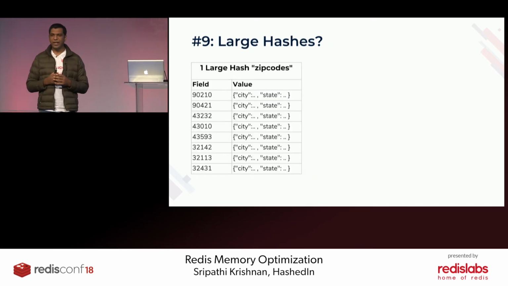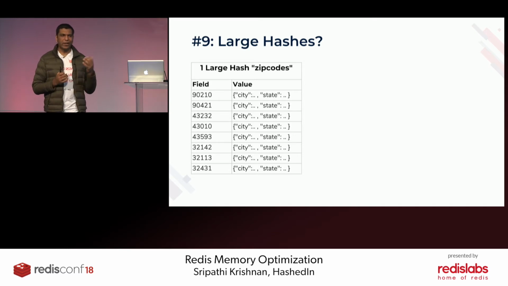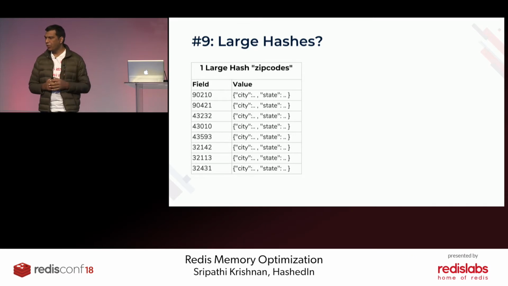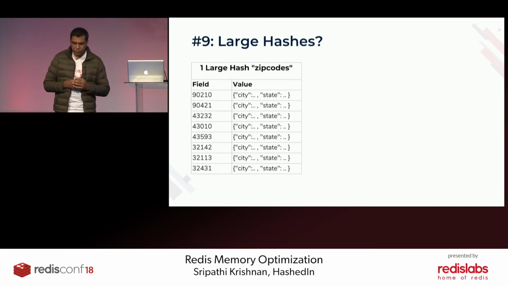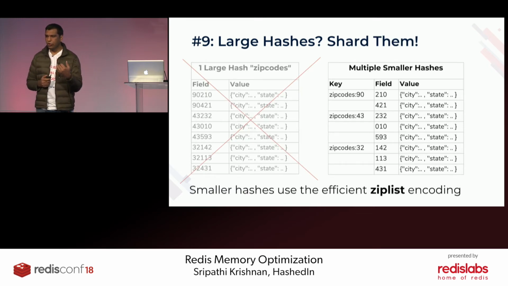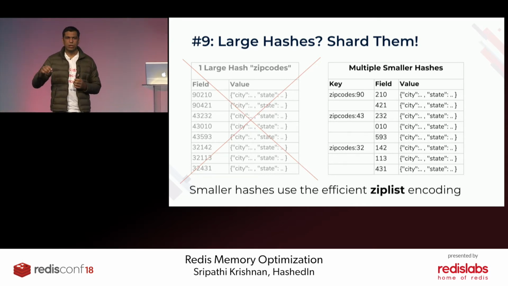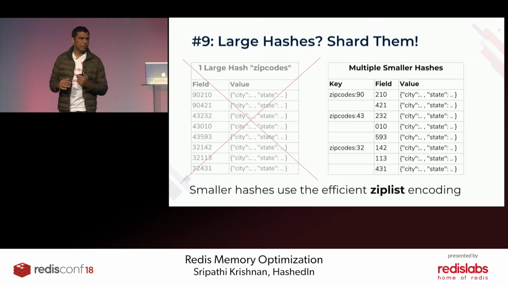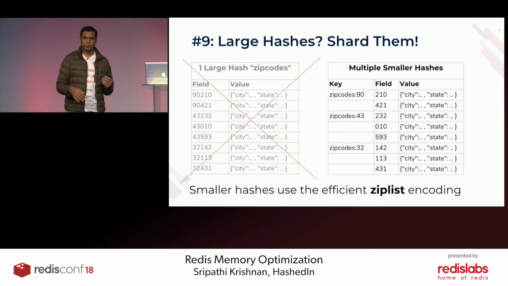Another use case is when you've got a very large hash. We come back to the same example of a zip. So you've got one large hash called zip codes. The key is the zip code and the field is your information about state and city. Now, what do you do about this? Again, try to break it down into smaller hashes. So if you could break this down so that you've got one top level key called zip codes :90, and within that multiple elements, each element has your city state information. Because you're breaking a larger hash into smaller hashes, each hash itself can now use the zip list encoding, and therefore overall you're saving memory.